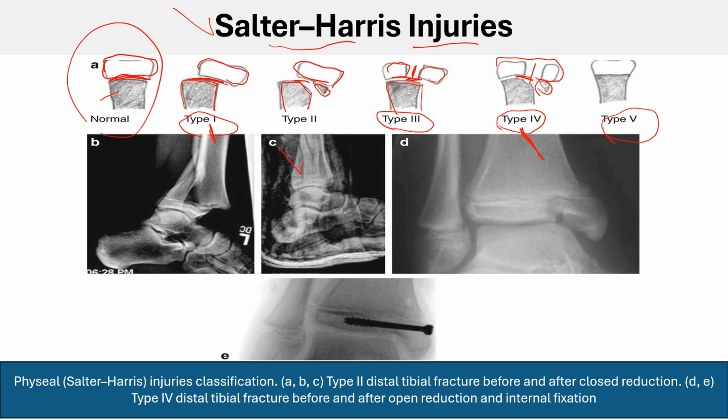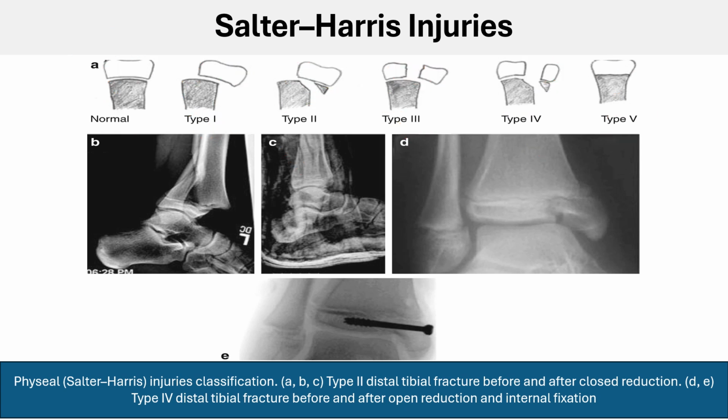Type 5 is rare, and this is the worst prognosis. It is a fracture in the growth plate, but with compression or crush injury to the bone, with no fracture in the epiphysis, no fracture in the metaphysis. This is the worst prognosis. Type 3 and type 4 commonly will require internal fixation and surgeries to correct the injury and also to prevent complications.